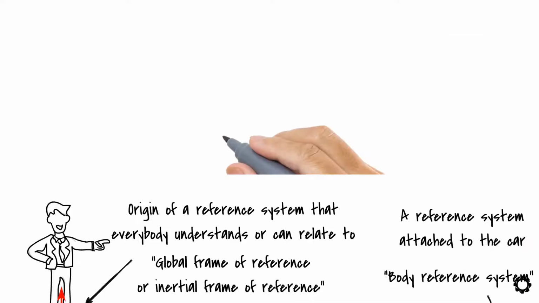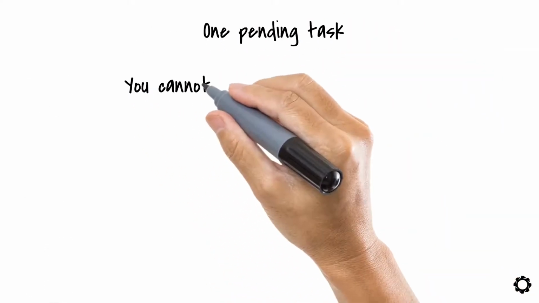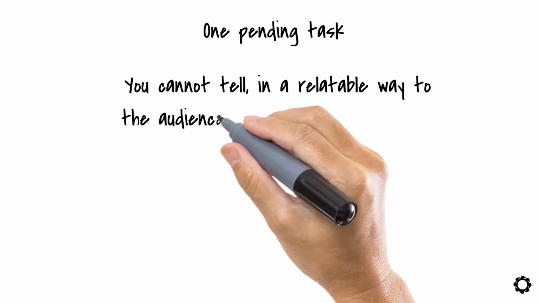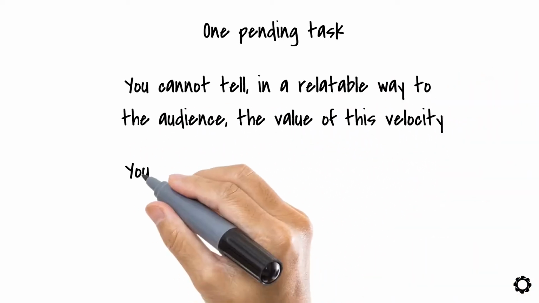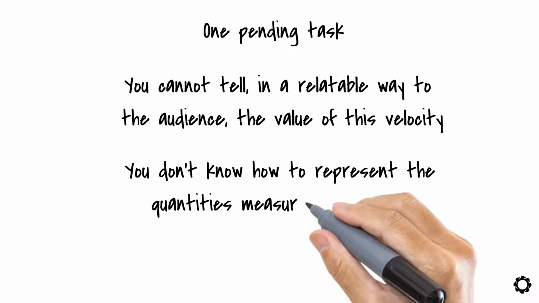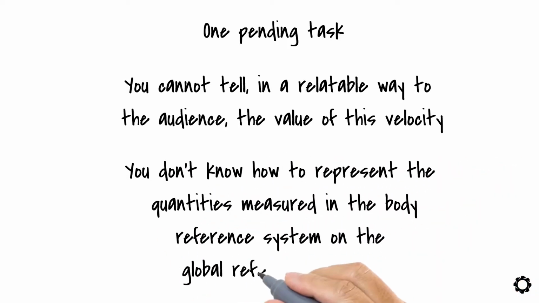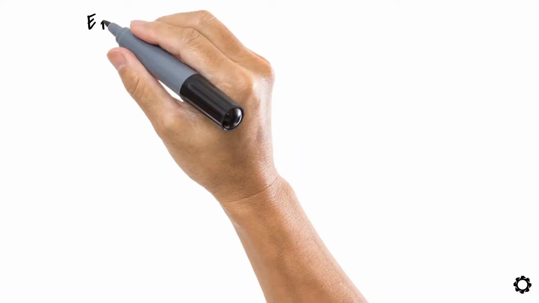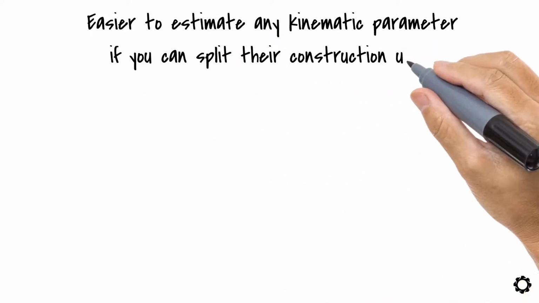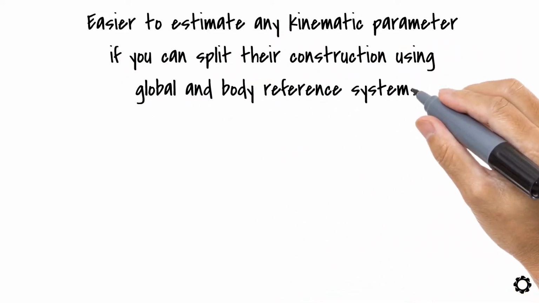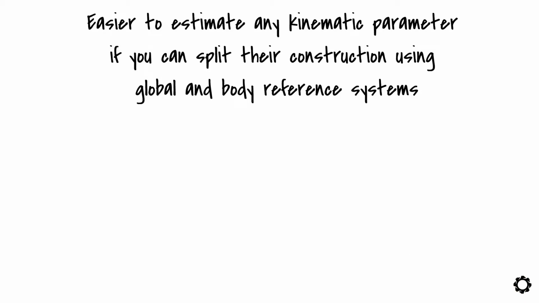But there was one pending task. You cannot tell in a relatable way to the audience the value of this velocity. Why? Because you don't know how to represent the quantities measured in the body reference system on the global reference system. Okay, you notice that it becomes easier to estimate any kinetic parameter if you can split their construction using global and body reference systems. That's why this combination is so powerful in multibody dynamics.